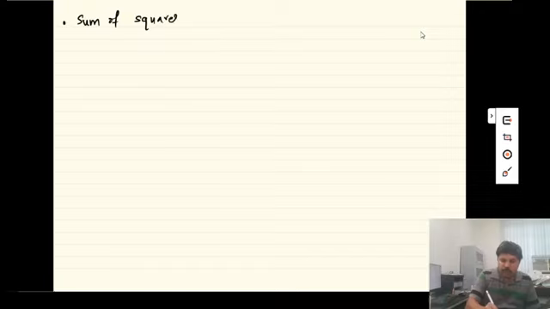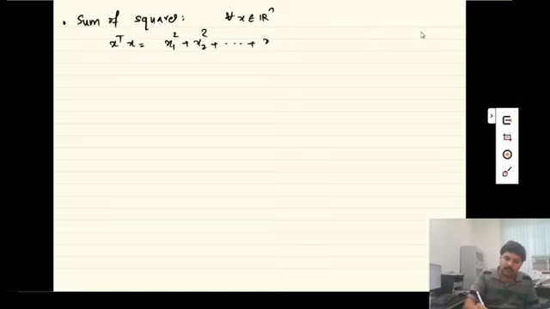Then sum of squares. For every x in Rn, I can define x transpose x, which is nothing but x1 square plus x2 square plus up to xn square. So this is the sum of squares. This is again an extremely important example of inner product. This forms the basis of the loss function that we define in regression. So this sum of squares is extremely important. It also gives you a sense of distance. So this inner product will also give you a sense of distance.